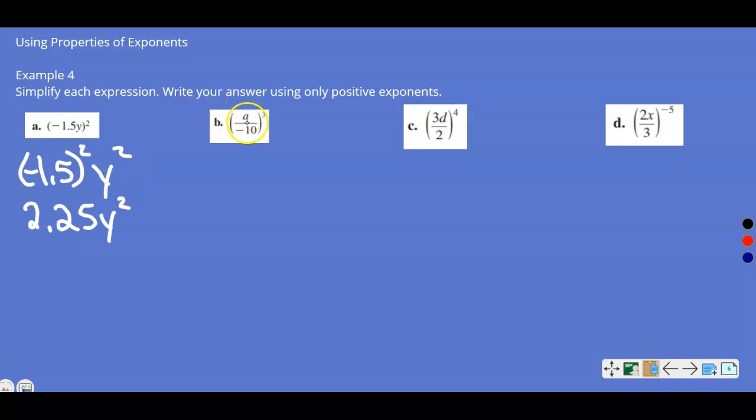This time I have a power of a quotient. We recognize this because it is in parentheses. The whole thing is raised to the third power. So we're going to have a to the third over -10 to the third. And then we can simplify that as a to the third over -10 to the third, which would be -1000.